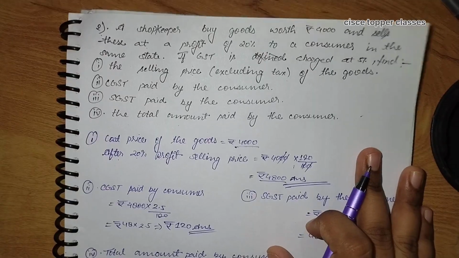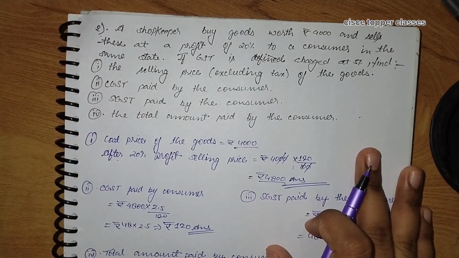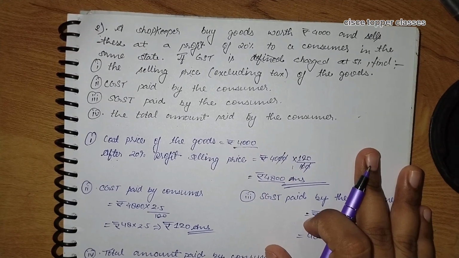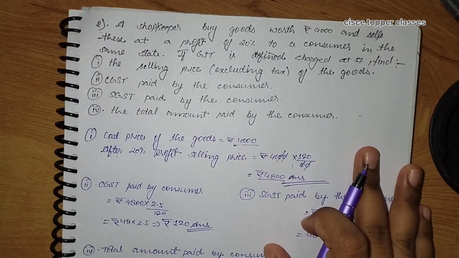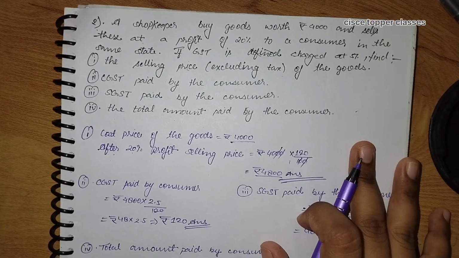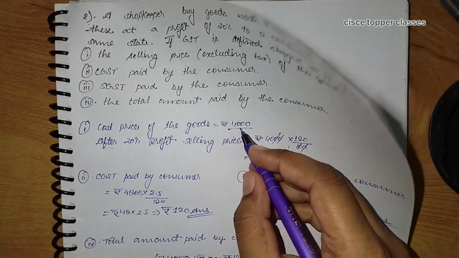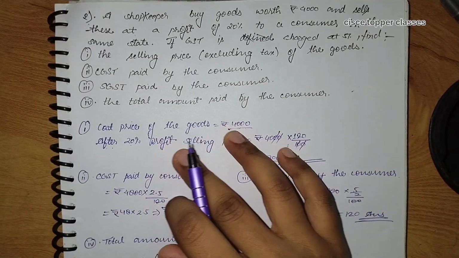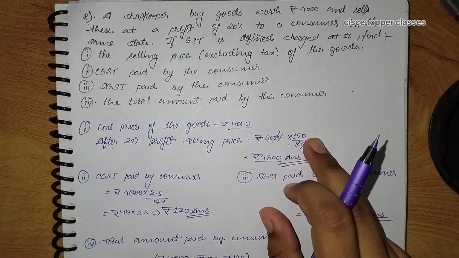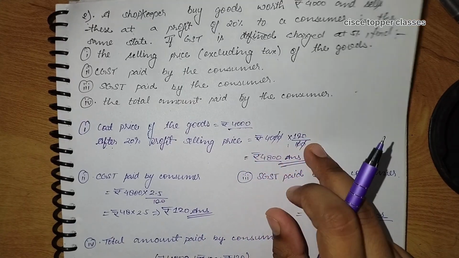Let us solve question number 2. A shopkeeper buys goods worth rupees 4,000 and sells these at a profit of 20% to a consumer in the same state. If GST is charged at 5%, find the selling price excluding tax of the goods. So if we write here the cost price of the goods, it will be 4,000, and after applying 20% profit the selling price will be 4,000 into 120 by 100.